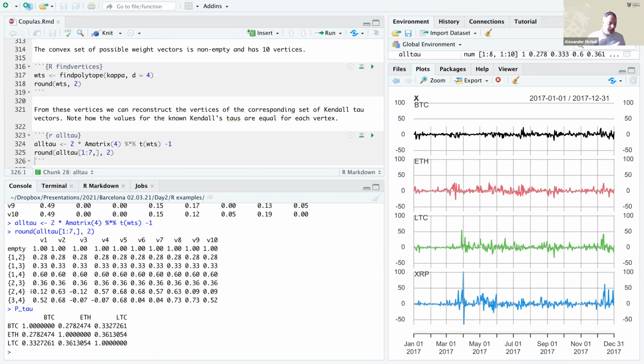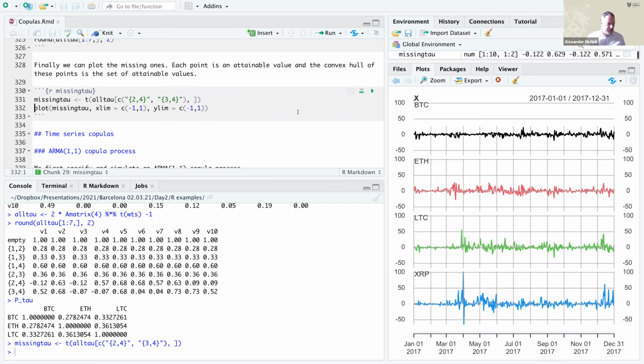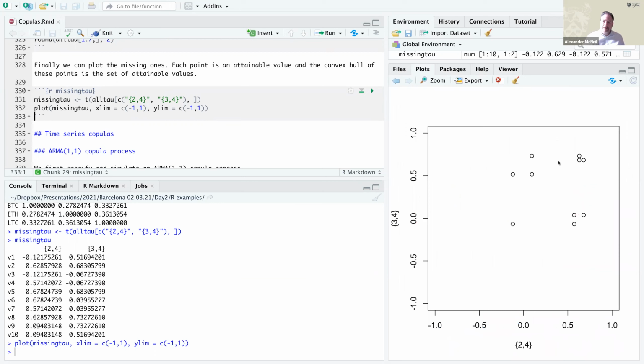But the final 2 rows give me the possibilities for the missing one. So for Ethereum and Ripple, I could get those ones. And for Litecoin and Ripple, I could get those ones. All of those are possible. And if I just take out the missing ones, so what missing tau here is, I take out the final 2 like that. And if I plot them, in this plot here, these are the 10 points. So each one of these values is a possible Kendall's tau value for 2 and 4 and 3 and 4.